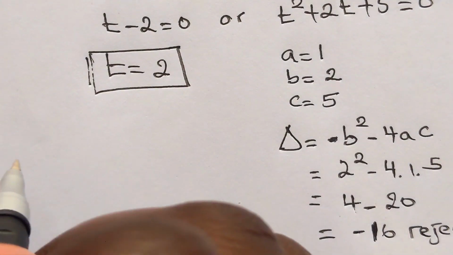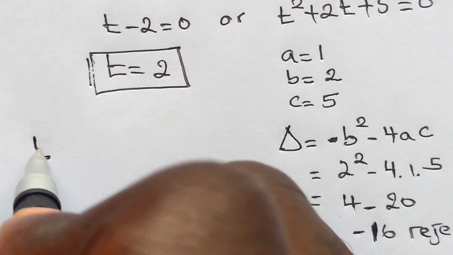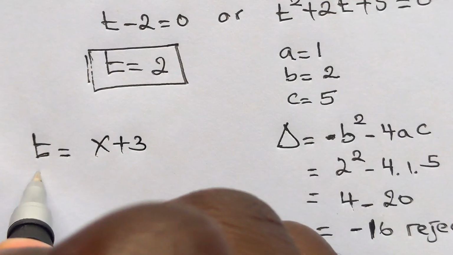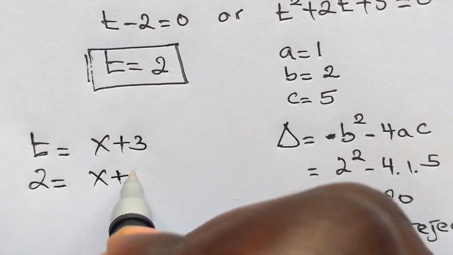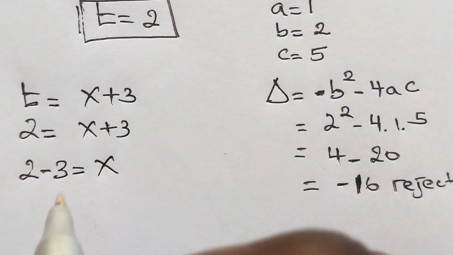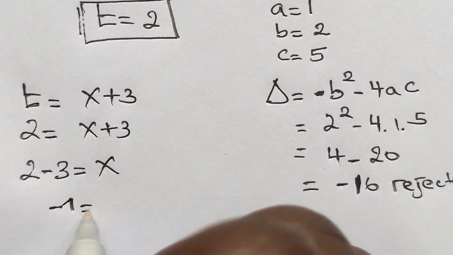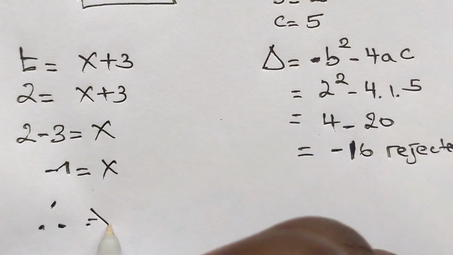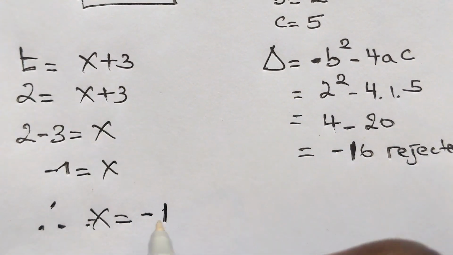So we shall continue by this one. We have said that t equals x plus 3, and we have that t equals 2, which is equal to x plus 3. At this stage we shall write 2 minus 3, which is equal to x, and of course negative 1 equals x. Therefore our x will be equal to negative 1.